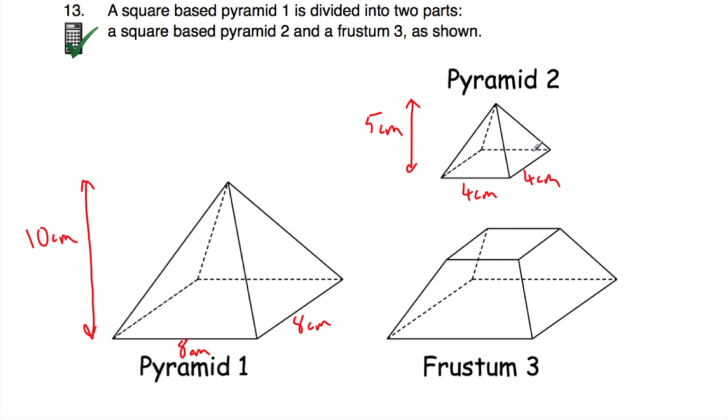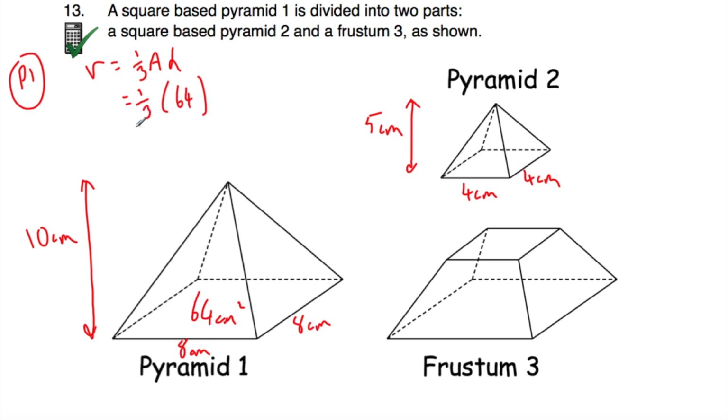Let's find the volume of pyramid 1 and the volume of pyramid 2, take the volume of pyramid 2 away from the volume of pyramid 1, and you're left with the volume of the frustum. Let's start off with pyramid 1. The volume is equal to a third, the area of the base times the height. The area of the base would be 8 times 8, that's 64 centimeters squared. So a third of 64, multiplied by the height of the pyramid, which is 10. That's 64 times 10, divided by 3, which is equal to 213.33 recurring and so on centimeters cubed. So that's the volume of that larger pyramid.